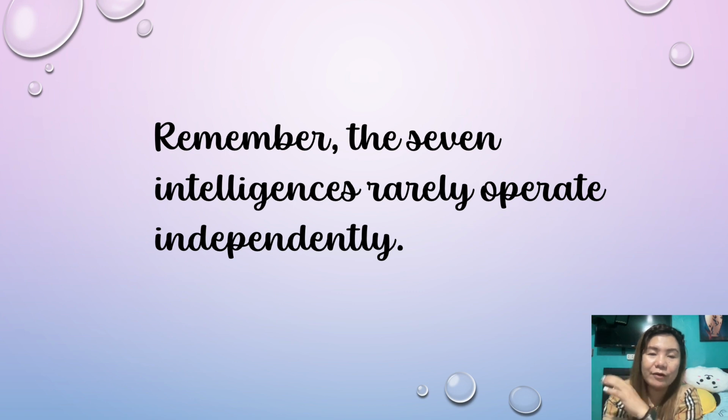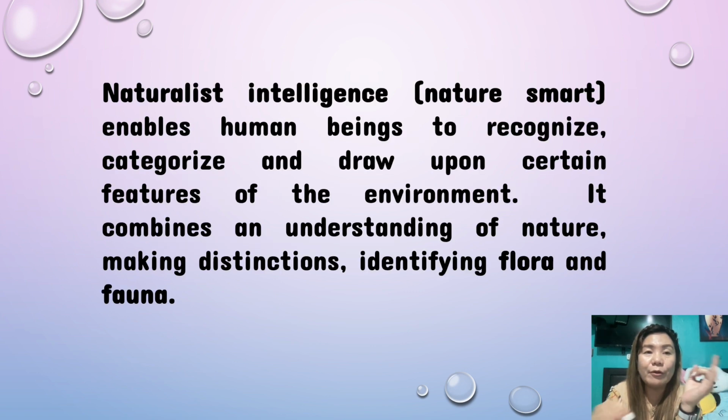Okay? With each other. So, it says here that, after having this seven intelligence theory, meron pang nabuo, based dito sa 7 na theory na to, may nabuong 2 pang teorya. Tingnan natin kung ano yung mga doon. Alin ang mga yon. We have the naturalist intelligence, okay? Or the nature smart. From the word nature, alam mo na tungkol ito sa mga paligid natin, environment, the flora and fauna, etc., etc. So it enables human beings to recognize, categorize, and draw upon certain features of the environment.